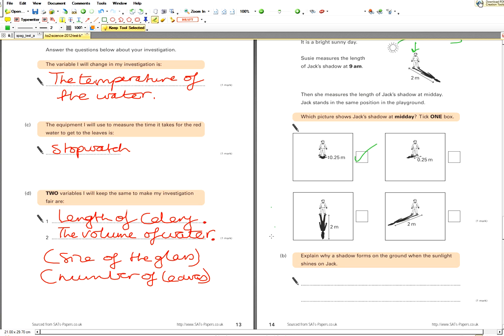Explain why a shadow forms on the ground when the sunlight shines on Jack. Okay, explain that to me, please. Why do we get a shadow? A shadow occurs because the sunlight is... Don't use the word reflected. This is a basic concept of science.